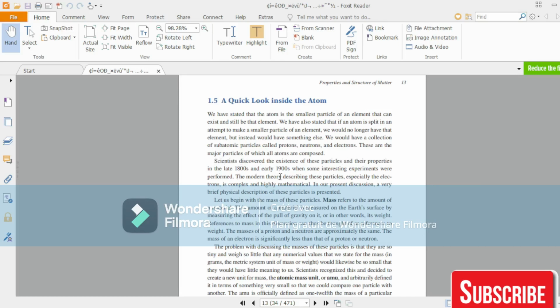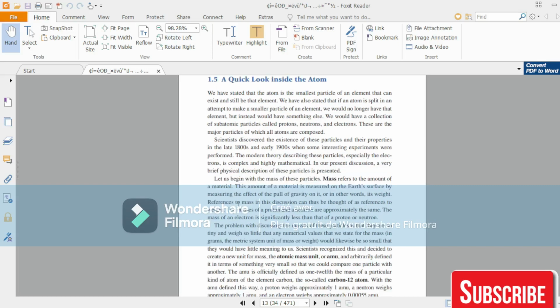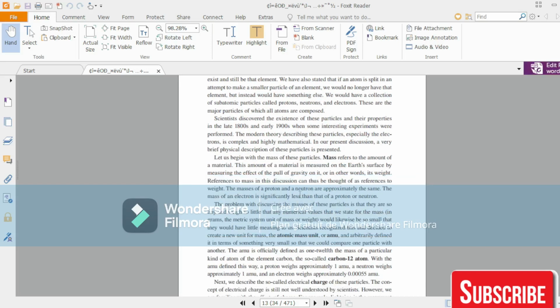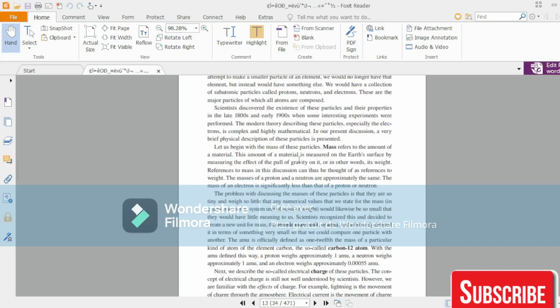Scientists discovered the existence of these particles and their properties in the late 1800s and early 1900s, when some interesting experiments were performed. The modern theory describing these particles, especially the electrons, is complex and highly mathematical. In our present discussion, a very brief physical description of these particles is presented. So let us begin with the mass of these particles.